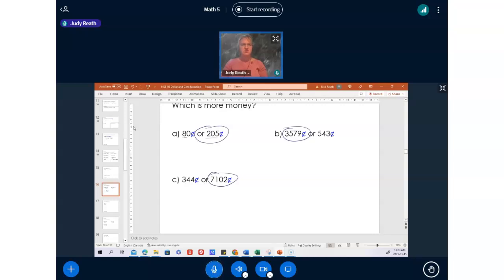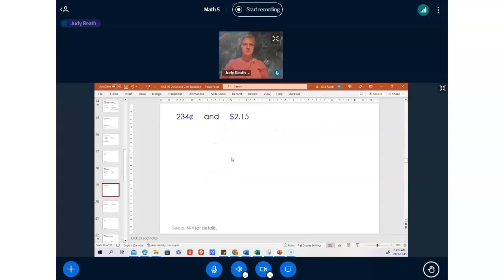Sometimes they will give you a cent amount in cents notation and in dollar notation, and then it might be a little bit trickier, but just think about what they're asking and you'll get it. Like in this one, which one is greater? 234 cents and $2.15. Well, if you know that there's 200 pennies or 200 cents in $2, then you know that this is going to be, in dollar notation, $2.34. And then you just compare the numbers, right? Just like you would if they were whole numbers.